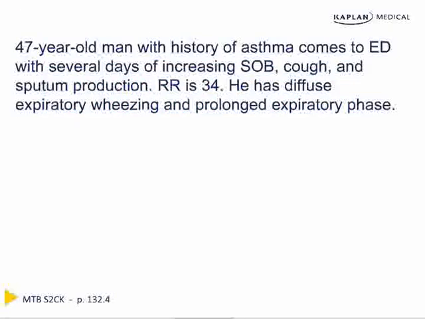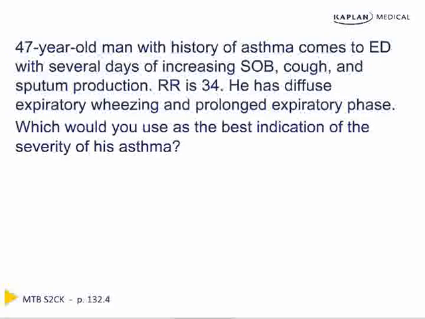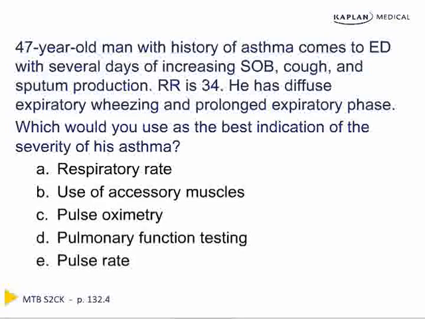At this point, let's pause again for another practice question. Here, we have a 47-year-old man with a history of asthma coming into the emergency room with several days of increasing shortness of breath, cough, and sputum production. The respiratory rate is 34, and he has diffuse expiratory wheezing and a prolonged expiratory phase on physical examination. Which would you use as the best indication of the severity of his asthma? The answers include respiratory rate, use of accessory muscles, pulse oximetry, PFTs, or the pulse rate.